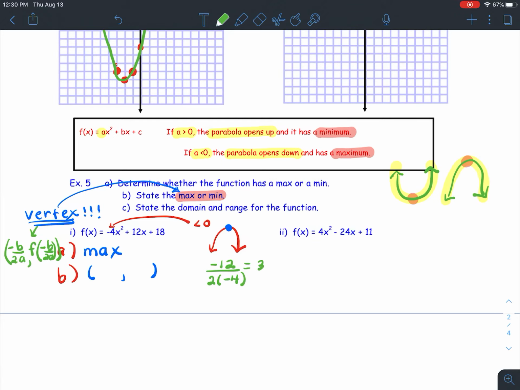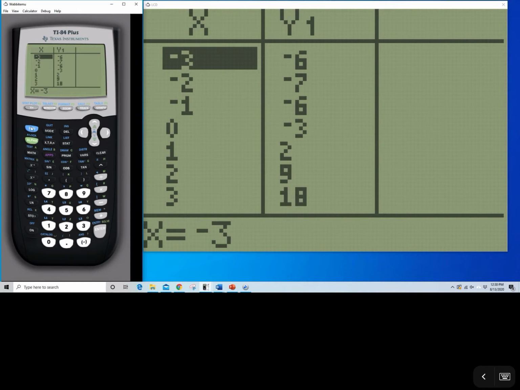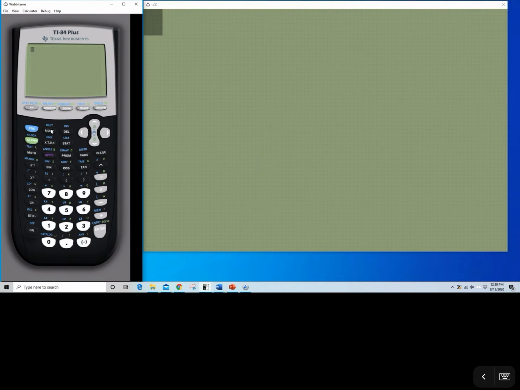Okay, in part B, I'm going to off to the side do negative b, that'd be negative 12, over 2 times a. I'm going to simplify this. Looks like this is going to simplify to 3 halves. So 1.5 or 3 halves is the x coordinate of my vertex. I'm now going to plug 3 halves into the equation for all of the x's, and I'm going to see what I get back out for the y-coordinate.